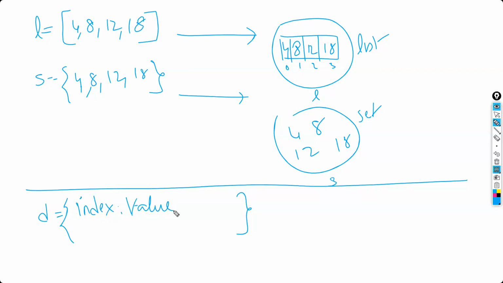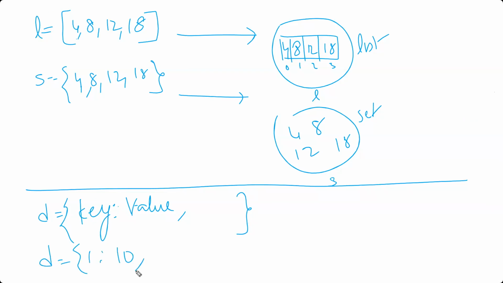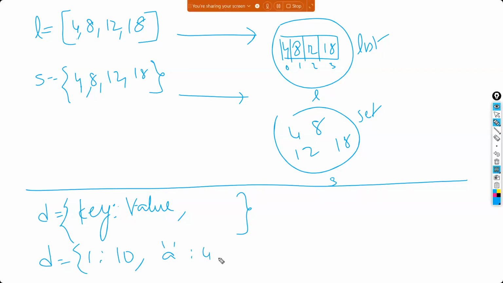Every item, here 4, 8, 12, 18, is called an item. In the same way, we have the same pattern of items, but in a dictionary the items are written as index colon value. That index is also called a key. So these are called key-value pairs, and everything should consist of a key and a value. For example, I'm writing key 1 with value 10, and next key A with value 40.